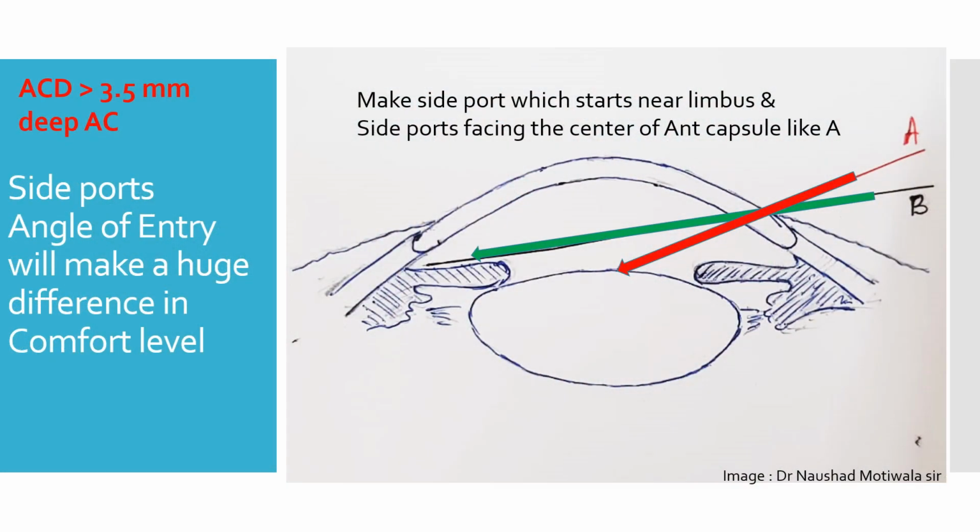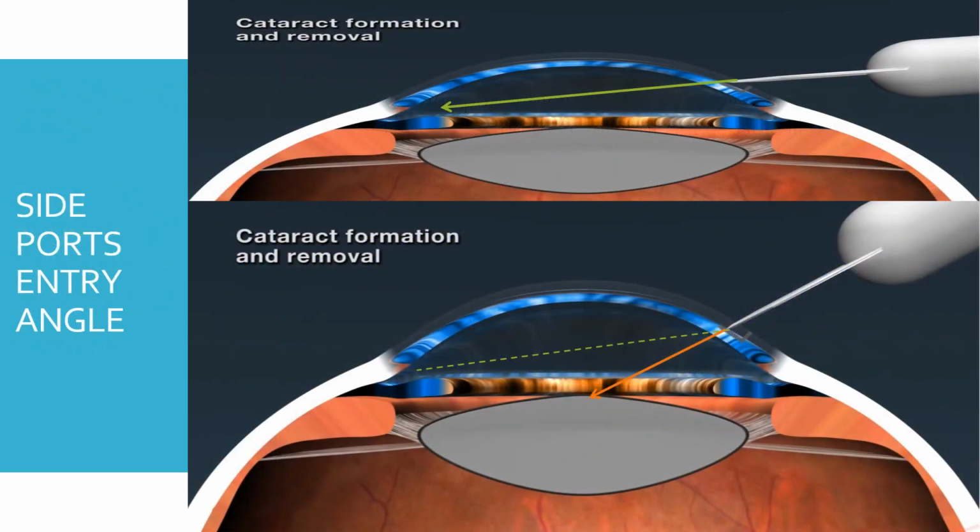So, the first difference is when you are dealing with a deep anterior chamber, you need to change the angle of side port entry. When I am dealing with a deep anterior chamber, I make side ports near the limbus and angle towards the center of the anterior capsule. Let us look at it in detail. Usually what we do is, we take the side port incision near the limbus in the direction towards the angle of the opposite side, like the first image. But when we are dealing with a deep anterior chamber, I take the side port entry facing towards the center of the anterior capsule, just like the second image.